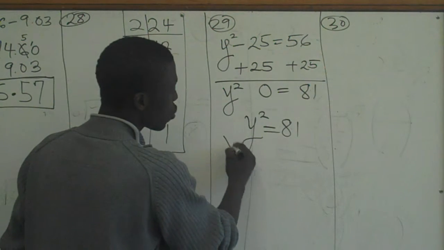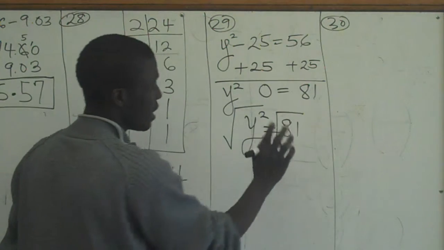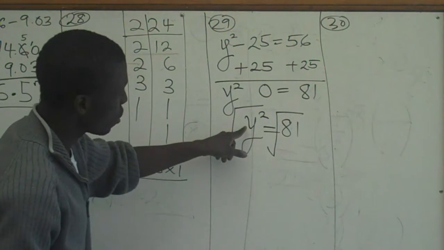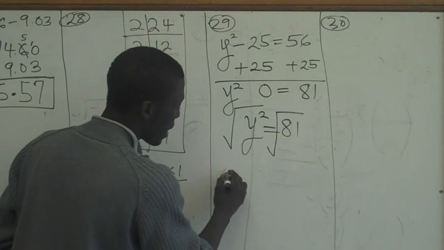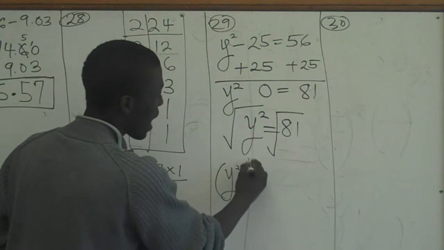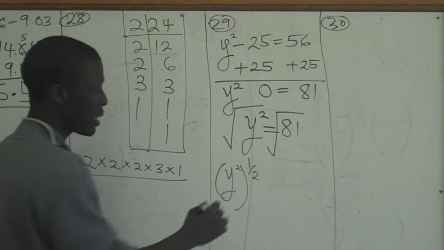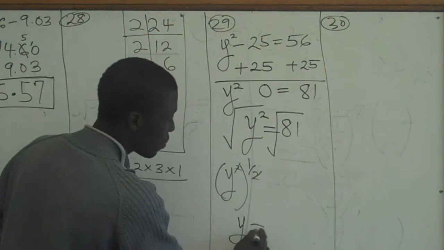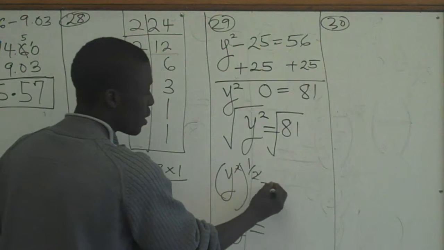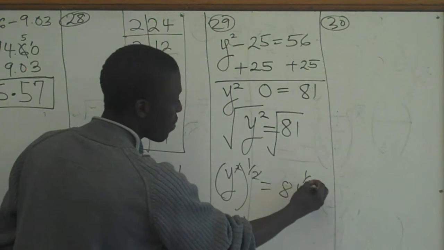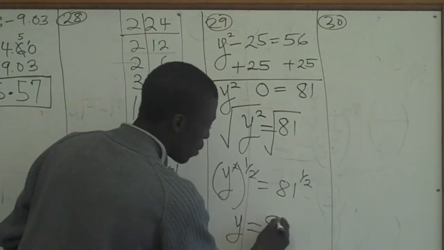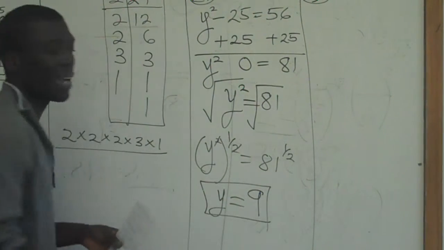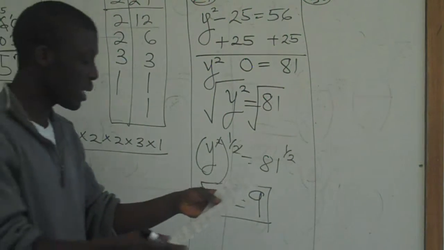The reason why you take the square root of both sides is this. So let me show you this quickly. The square root of y squared is the same thing as y squared to the power half. And according to the laws of indices, that would allow us to cancel out the exponent. So y will now be by itself. If we did that for this one, it's the same thing, 81 to the power half. Well, the square root of 81, as we know, is 9. So the value of y is 9. That's how you do number 29.